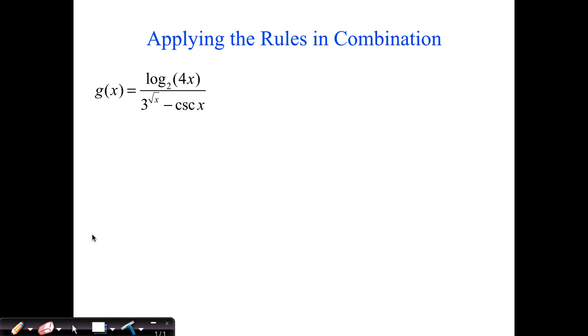Quotients are usually the easiest to identify. Overall, we've got a quotient. But there's a lot of other stuff in it. So I'll let you think about this one.